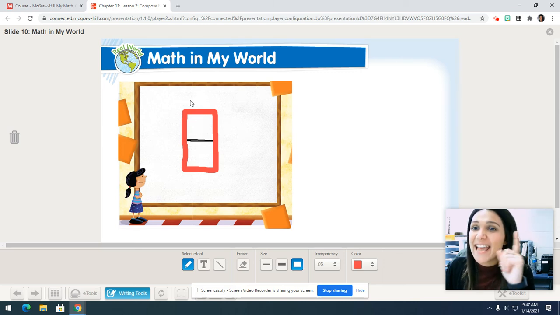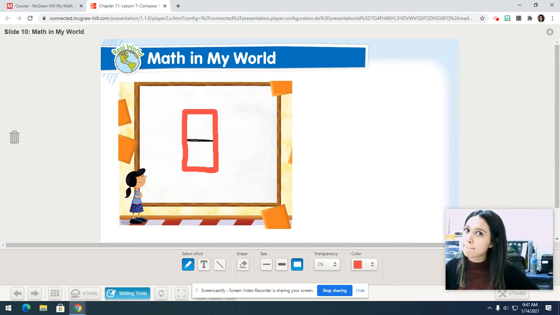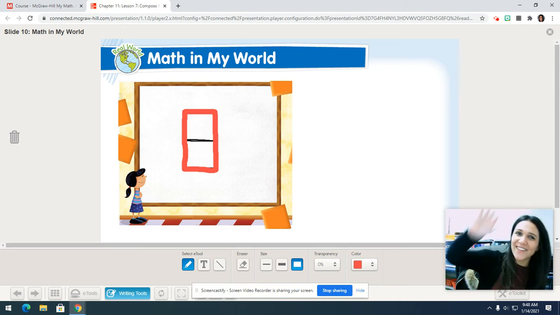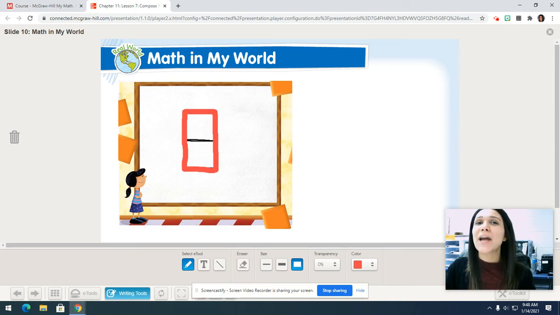Think about it. It has 2 short sides and 2 long sides. What shape did we just make? Did you say rectangle? Awesome. High five. Good. Echo me, composite. Our composite shape is a rectangle. Well done, boys and girls.